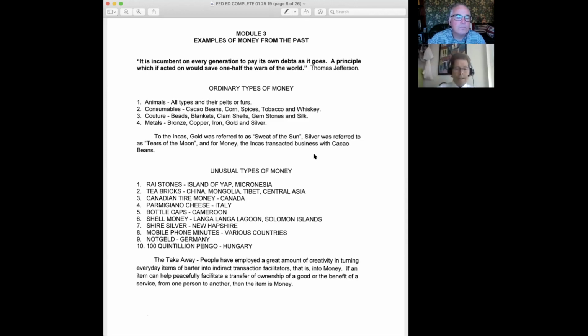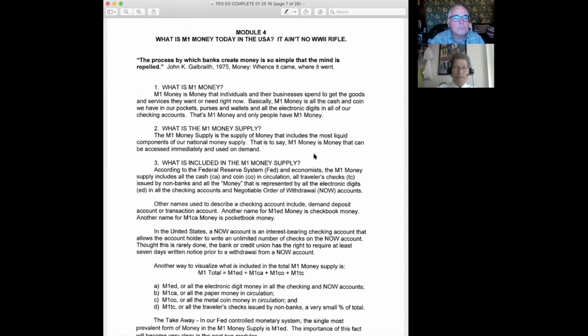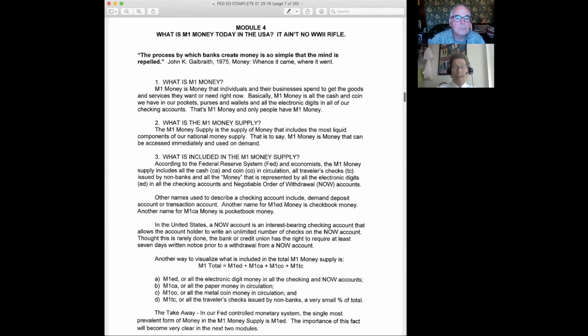Module 4 is the beginning of talking about money in its current form. There's the term M1. M stands for money, 1 stands for the number 1 supply. We also know M1 in the US for a World War II rifle and a heck of a tank, but we're just talking about money. This comes from economics. This comes from the Fed. There are 4 items included in M1: the electronic digits in checking accounts, cash in circulation, coin in circulation, and traveler's checks issued by non-banks.